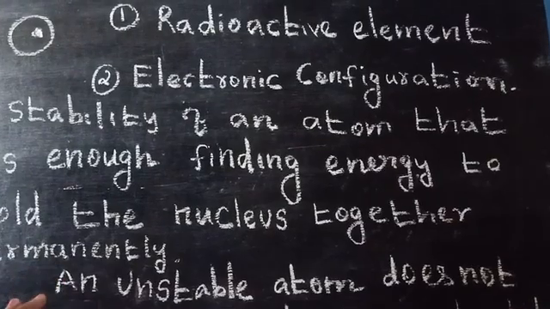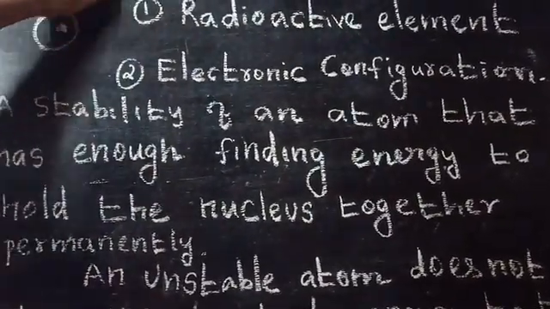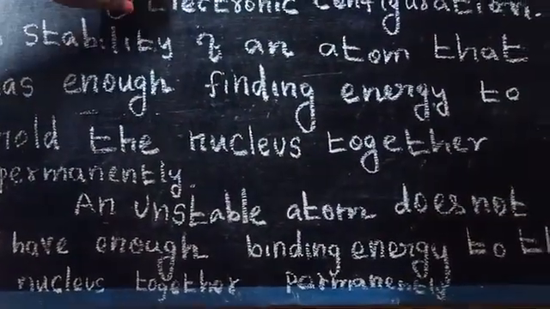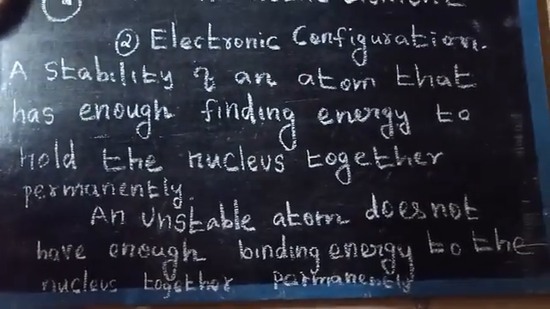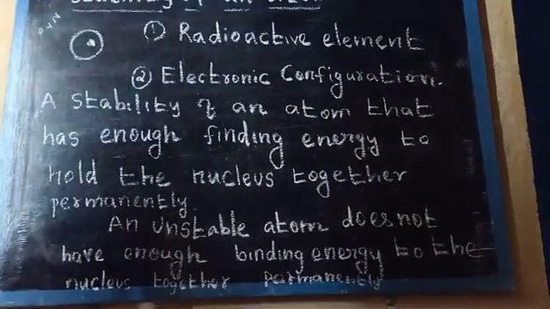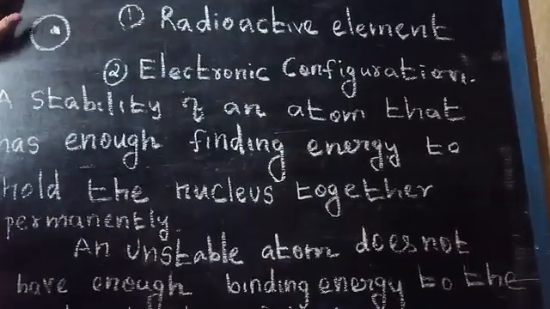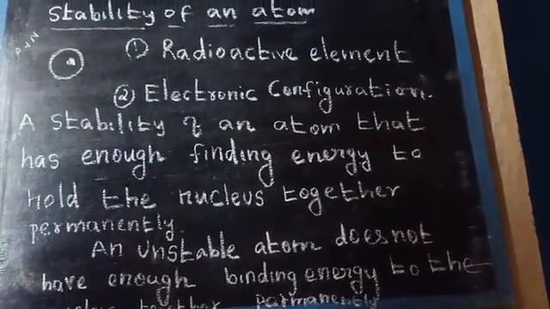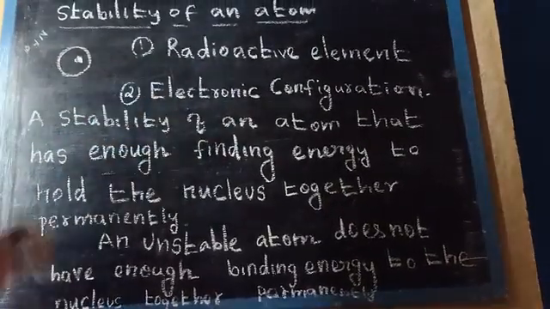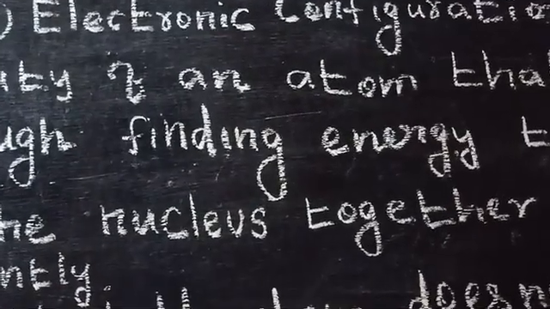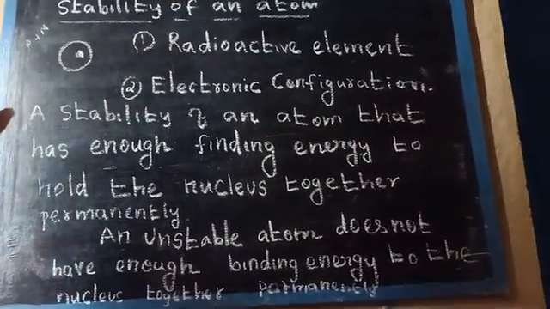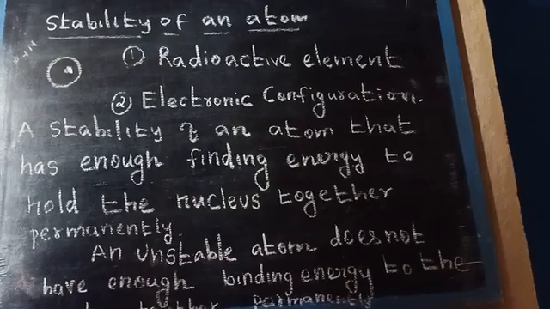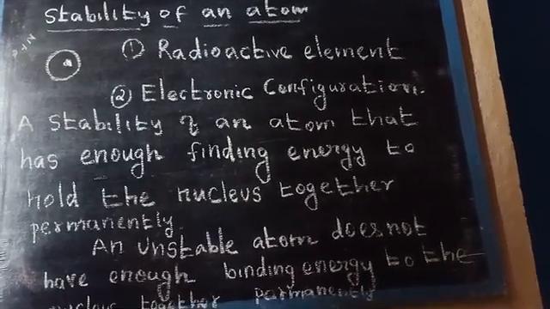Okay children, I hope you understand this very clearly. The stability of an atom is discussed in two ways: one is radioactive and another one is electronic. Radioactive means if the number of protons and neutrons is equal, the atom is stable. If it is not equal, it behaves as radioactive; it is not stable, it is unstable, so it emits radioactive rays. In electronic configuration, if the outer valence electron shell is half filled or completely filled, the atom is more stable. If it has partially filled electrons, it behaves as an unstable atom.